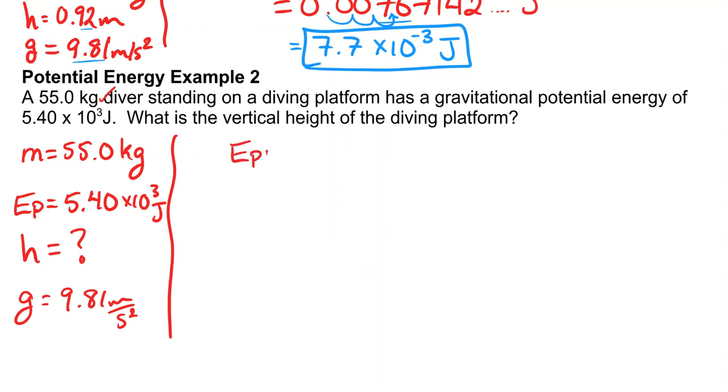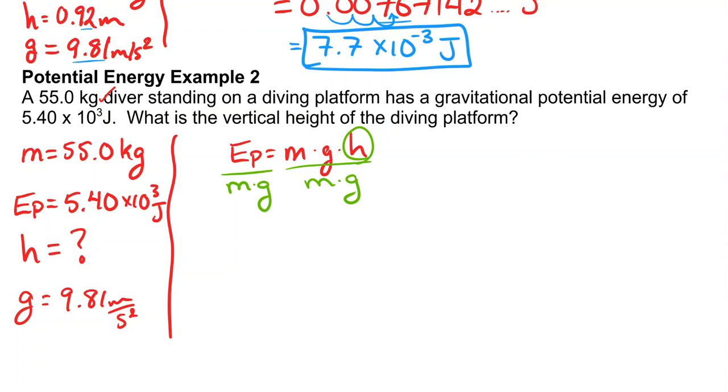So let's try this. EP equals mgh. We got a little bit of a problem. Here, I'm going to write that the way I have been writing it: m times g times h. If we want h, the height of this diving platform, we've got to rearrange this equation for height. We've got to do the opposite operation. h is being multiplied by m and g here, so we've got to divide by both m and g at the same time.